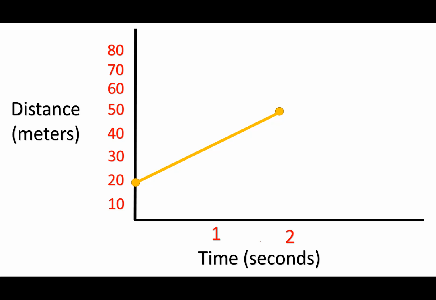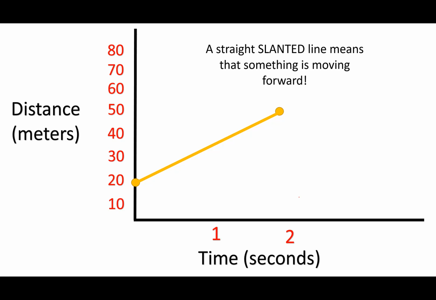You just connect them. This is how you make the distance or position versus time graph for a moving object. A straight slanted line means that something is moving forward. If it's slanted up like this, I should say slanted up, so if it has a positive slope, I'm going to talk like that a little bit more later. But if it's a straight line slanted up, it's constantly moving forward at a smooth, steady rate.